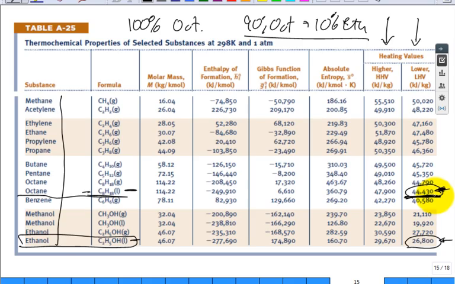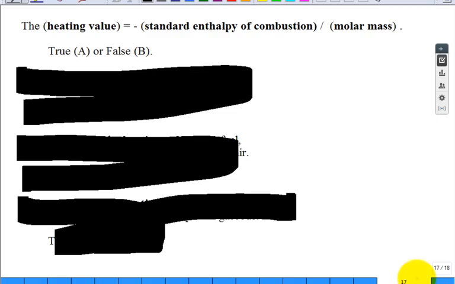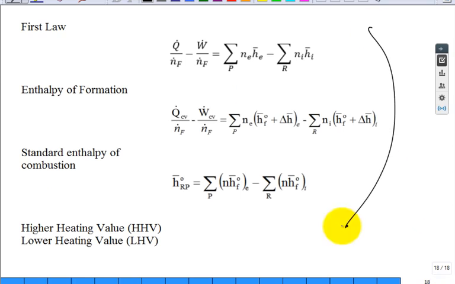Okay? All right. Well, hopefully some of the things in this class are pertinent to your life after you pass this class. Well, we have too many other questions, but here is a summary of today's. So we've covered the first law, enthalpy of formation. What was that? That's this term right here, the standard enthalpy of combustion, and our heating values.